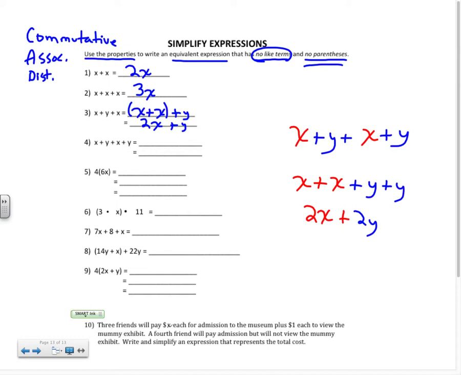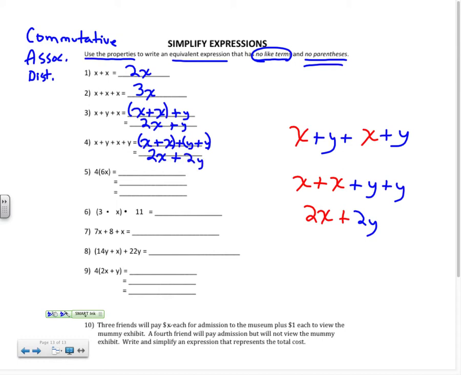So my answer, again, I'm going to use my commutative property first. I don't have to know I'm using the commutative property, but when I move variables or numbers around, that's using the commutative property. I'm going to group them, so I'm going to associate them using the associative property. And now I'm going to simplify. I have two x's, so I call it 2x, and I have two y's, and I call them 2y's.